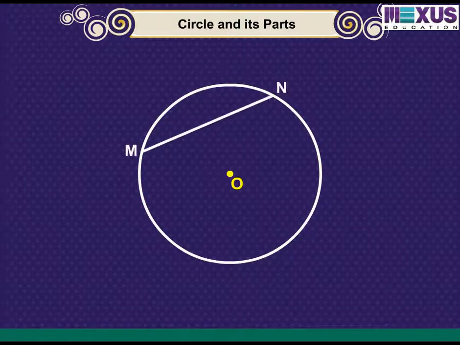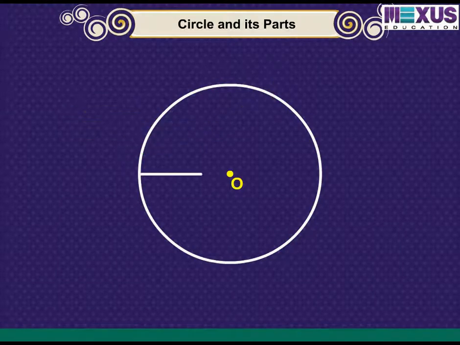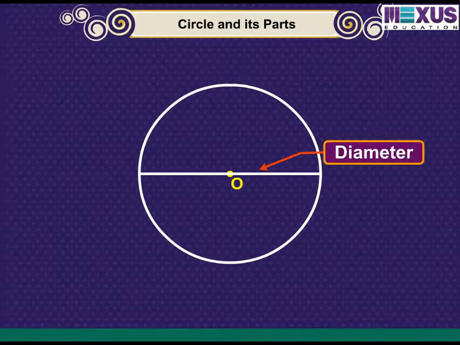A line segment MN that goes from one point to another on the circle's circumference is called a chord. The chord that passes through the center O is called a diameter. Hence, MON is the diameter of the circle.